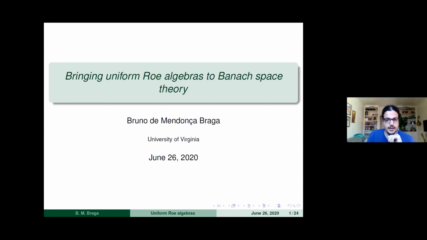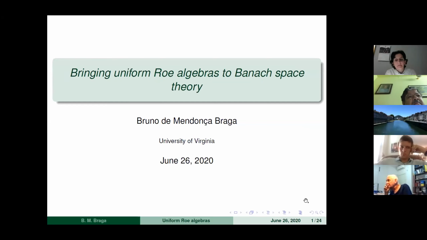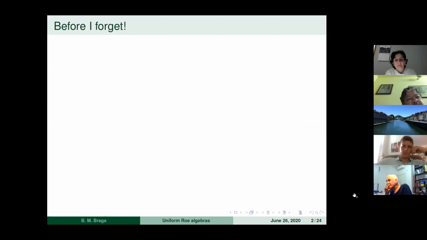But after I try to give a self-contained explanation of Roe algebras and their properties and some of the main results regarding rigidity, I want to move to talk about Banach versions of these Roe algebras. So instead of C-star algebras of operators on little L2, talk about operators on a Banach space with a Schauder basis. Okay, so let's move on.